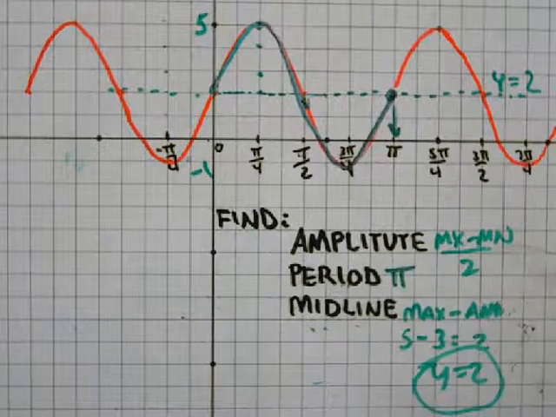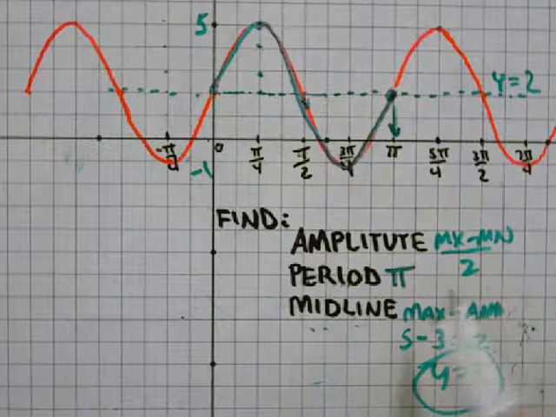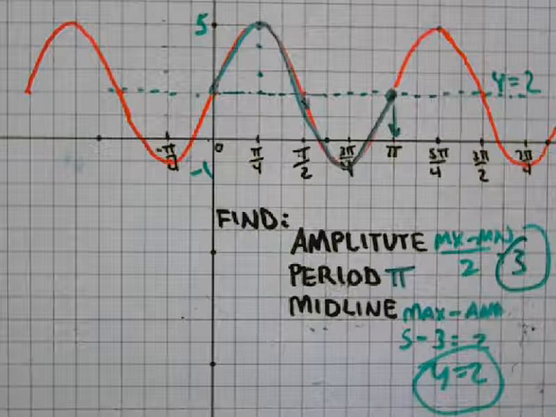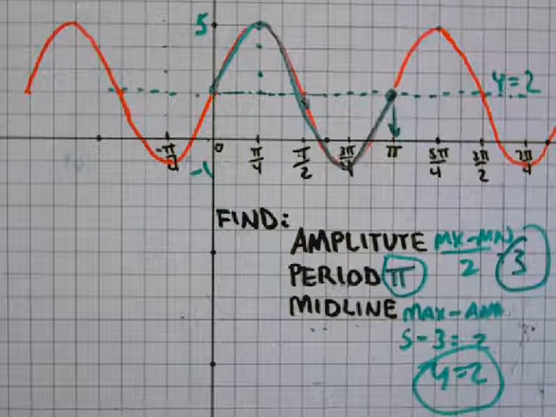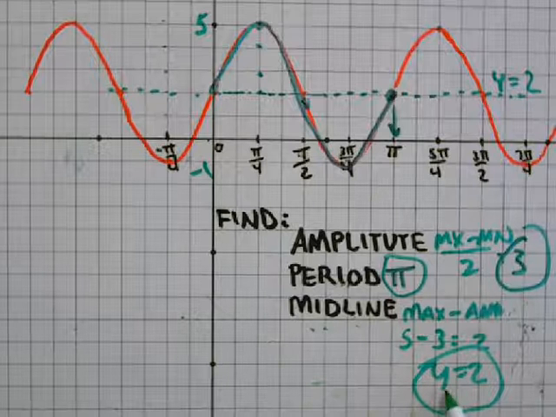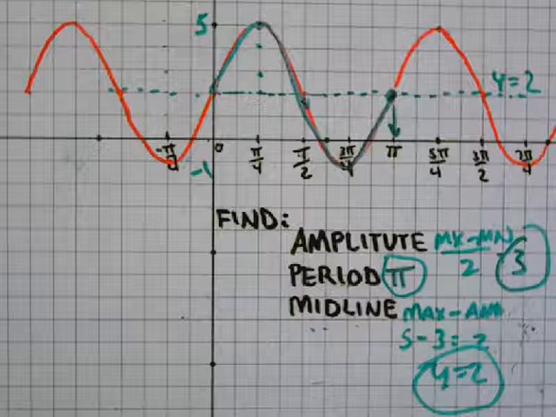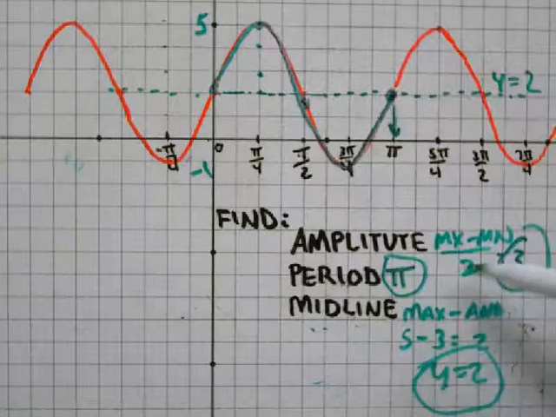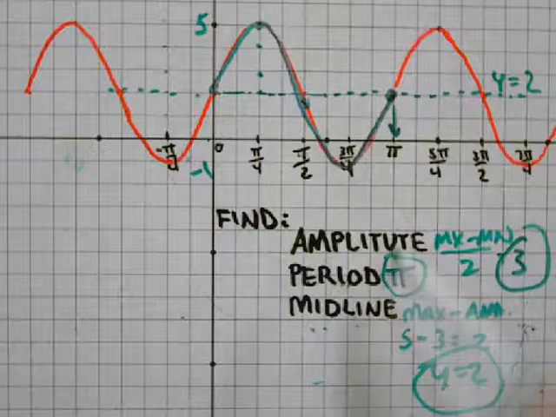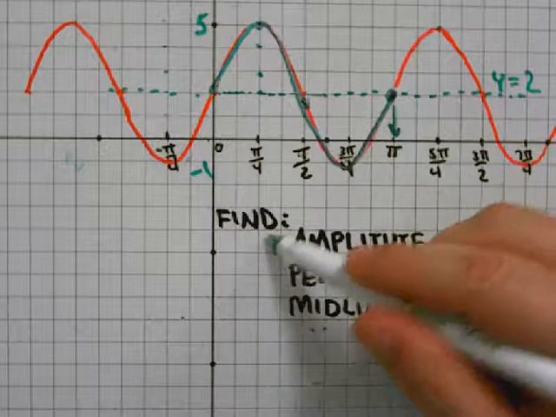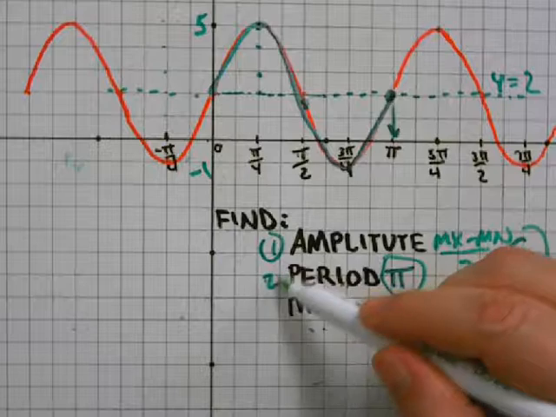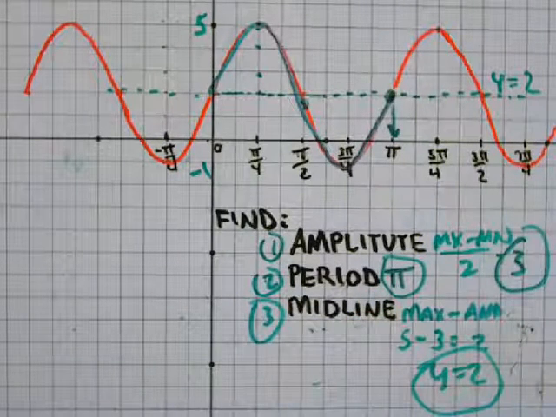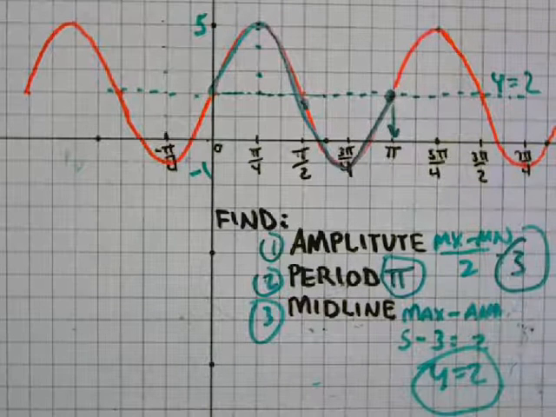Okay, so there's your answers right there. Amplitude ended up being 3, period ended up being pi, and the midline is the y equals 2 equation. So hopefully that helps. I know it's a lot to take in, and obviously you wouldn't have to do all 3 of these in a question. These would be one question each. Find the amplitude, give you another one, find the period, give you another question, find the midline.